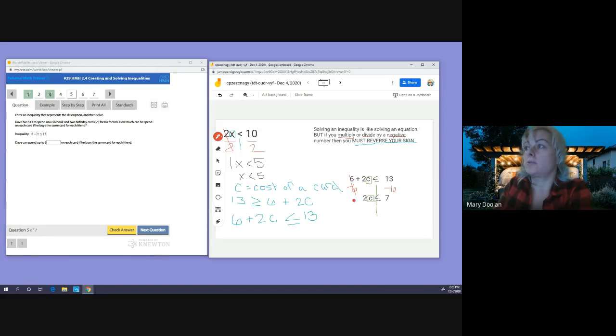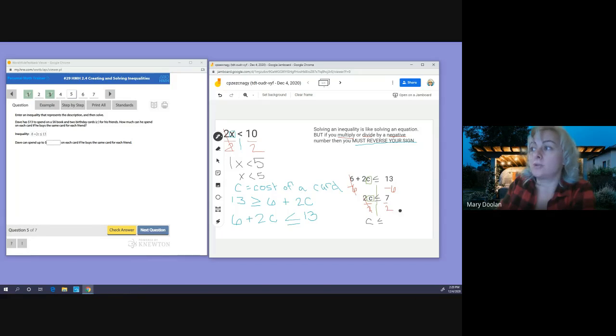And now this inequality looks an awful lot like the last one. 2 and c are being multiplied, so I'm going to divide by 2. I'm going to divide by 2. Those cancel, and I could write 1c, but really c is all I need. Bring my inequality down. It's the same. I did not multiply or divide by negatives.